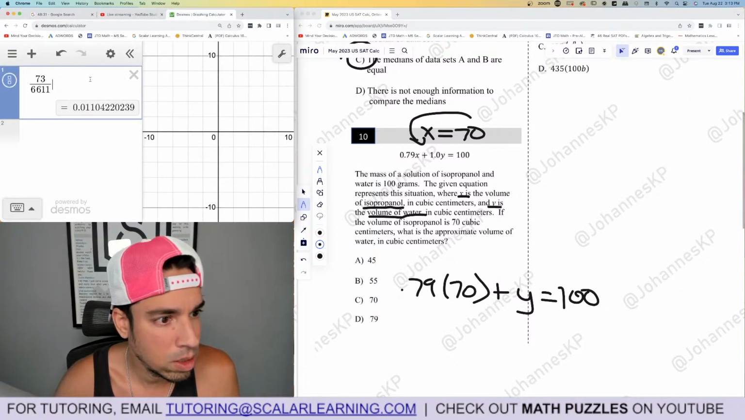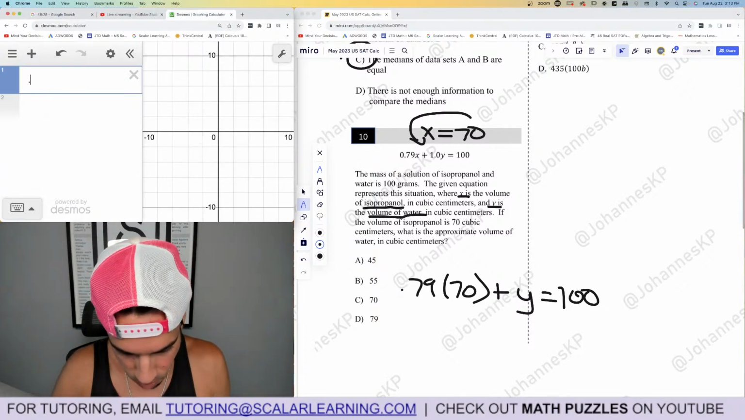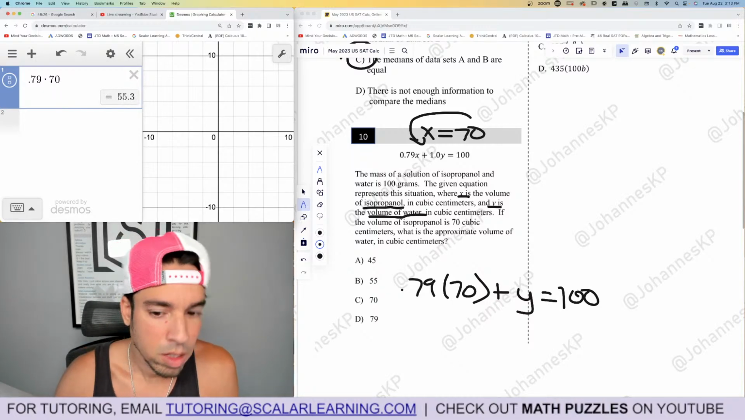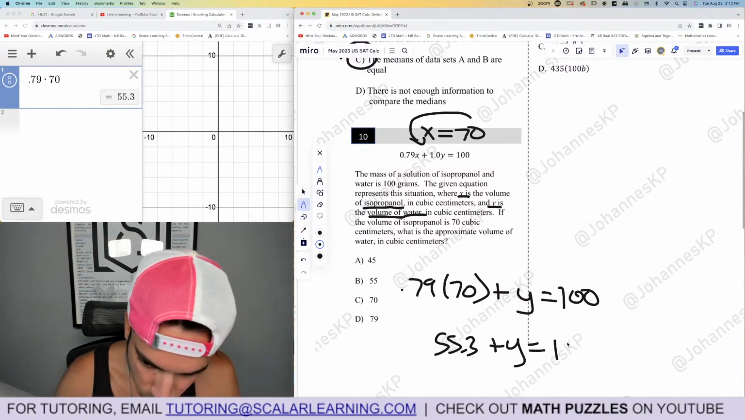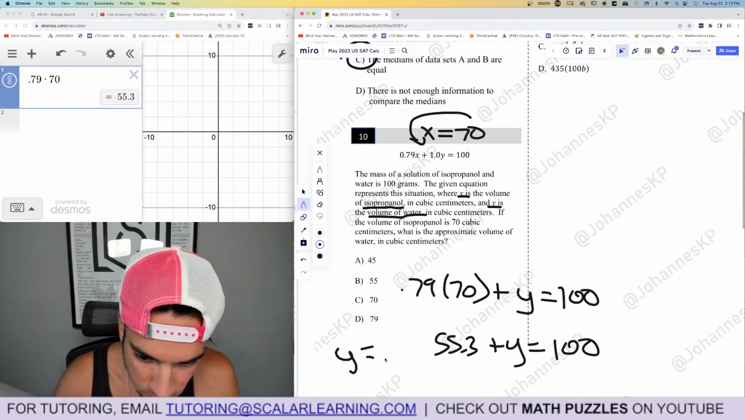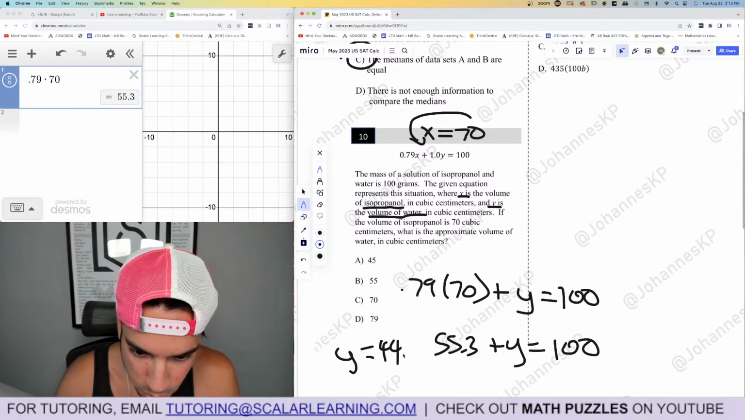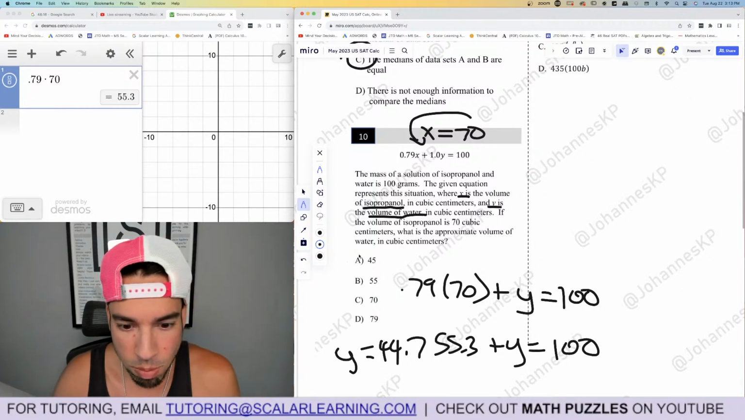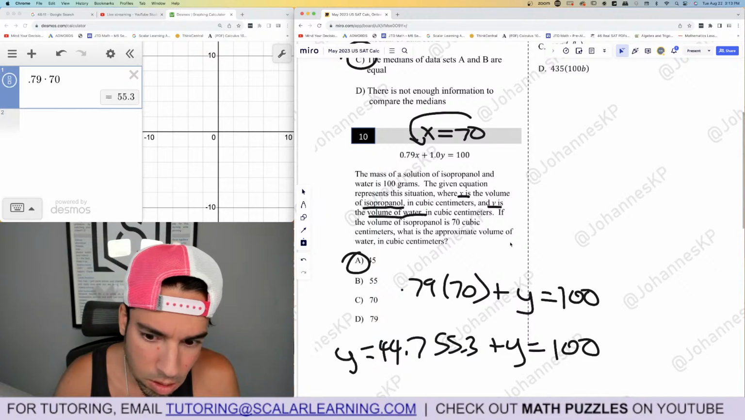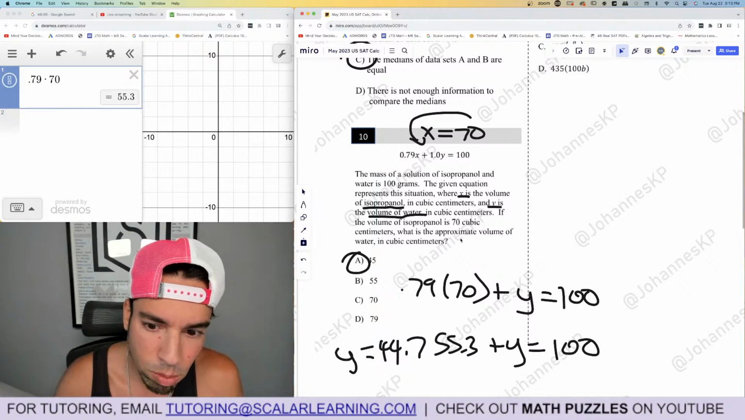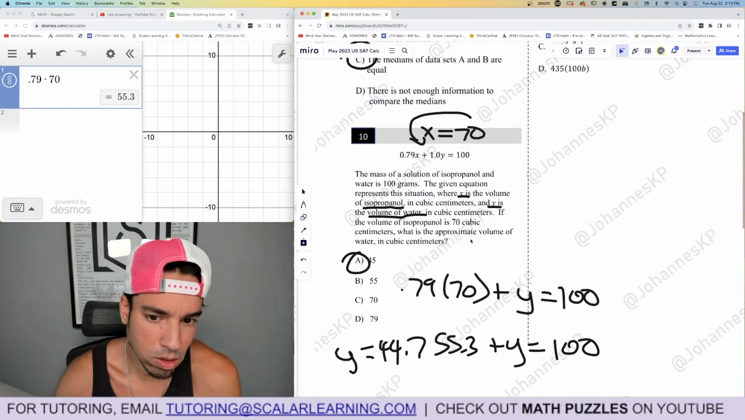0.79 times 70 is 55.3. So 55.3 plus Y equals 100. Subtract it from both sides, and it's going to be 44.7, which approximates to 45. That's how you do it. Boom, done. Does that make sense? Let me think. If the volume of isopropanol is 70, yeah, I think it makes sense, right?